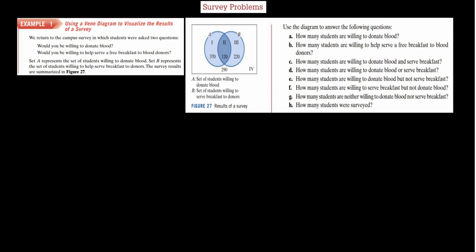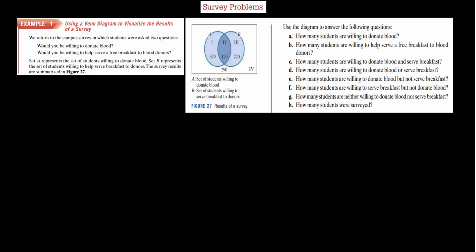Alrighty, so example 1 reads. We returned to the campus survey in which students were asked 2 questions. Would you be willing to donate blood? Would you be willing to help serve a free breakfast to blood donors? Set A represents the set of students willing to donate blood. Set B represents the set of students willing to help serve breakfast to donors. The survey results are summarized in figure 27. Okay, here we have figure 27. So we see that in set A, the set of students willing to donate blood. Set B, the students willing to serve breakfast, and then the kids out here that are willing to do neither. Nothing wrong with it, but it's just funny.